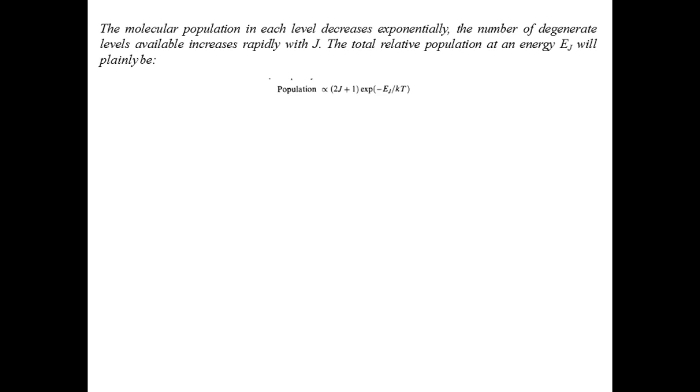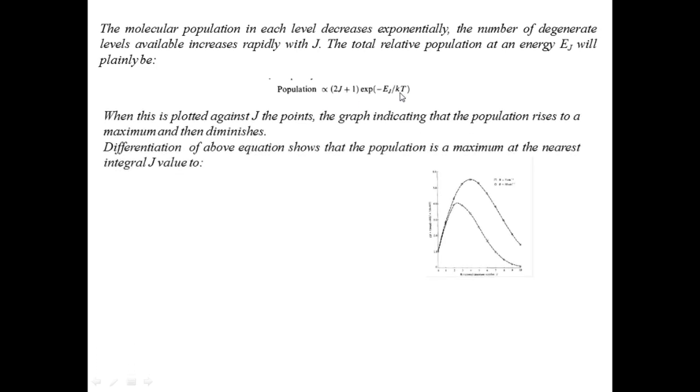So we conclude that the molecular population in each level decreases exponentially. Also, the number of degenerate energy levels increases rapidly with j. Therefore, the relative total population is proportional to both factors. One is the Boltzmann distribution, and the other is degeneracy. When the j value increases, the Boltzmann value decreases. When the j value increases, degeneracy increases. So the total population is proportional to 2j plus 1 into e raised to minus EJ by kT.